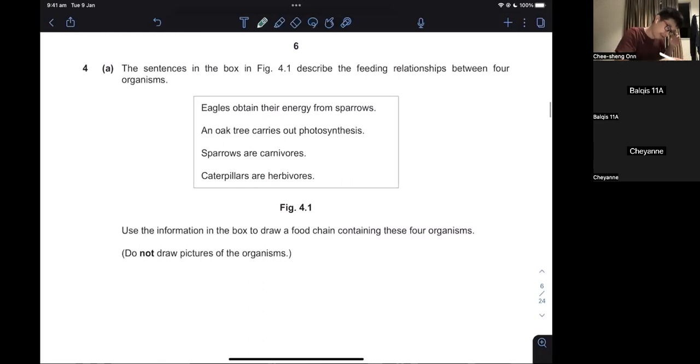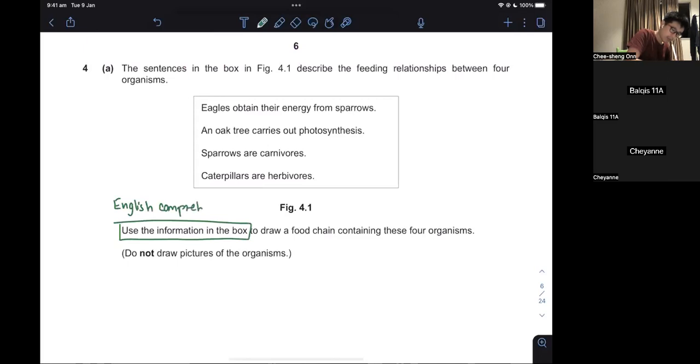Food chain, okay? I'm not very good with food chain, okay? But use the information in the box. So this is more like English comprehension. In your English exam, you would probably be given some information. So draw a food chain containing these organisms. Eagles get it from sparrow. So which one eats which one, Balkis? Eagles obtain their energy from sparrow. Eagles eat sparrows. So we are saying that sparrow get eaten by eagles, okay?